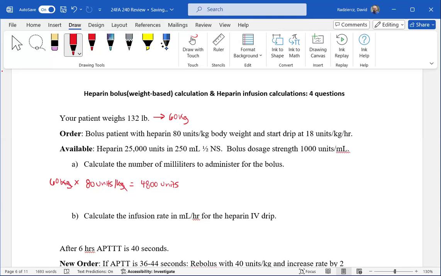And the next thing is we're looking for milliliters of bolus. Technically, if you have a unit syringe, you could give them 4,800 units, but they specifically asked you to calculate for milliliters of the bolus. My guess is that that's what it would be in general. So in order to calculate the bolus, we have to convert using the bolus dose strength, which is 1,000 units per milliliter. And then you're going to get 4.8 milliliters.